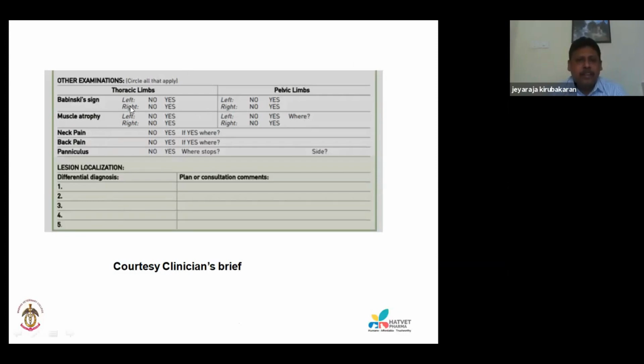Once you have marked it, you'll try to localize where the lesion is. Once you localize the lesion, you're going to write down your differential diagnosis. And of course, you have options of doing a CT or an MRI. Once you localize and diagnose the disease, then you will have your management plans here.